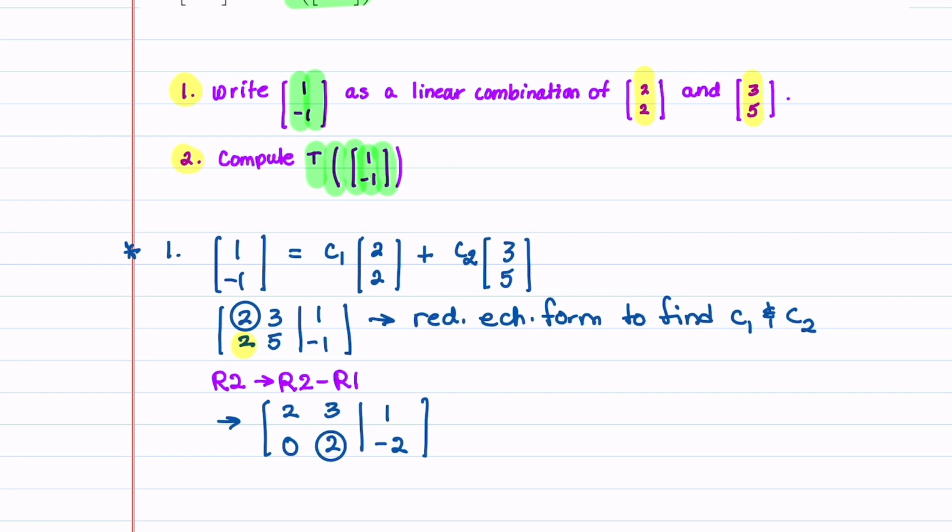We'll circle our next pivot. And we want this pivot to be equal to 1, so we'll do a scaling. We'll say that row 2 is going to become row 2 divided by 2. And our new matrix is 2, 3, 1. And then our bottom row becomes 0, 1, -1. So we have the forward phase of our algorithm done.